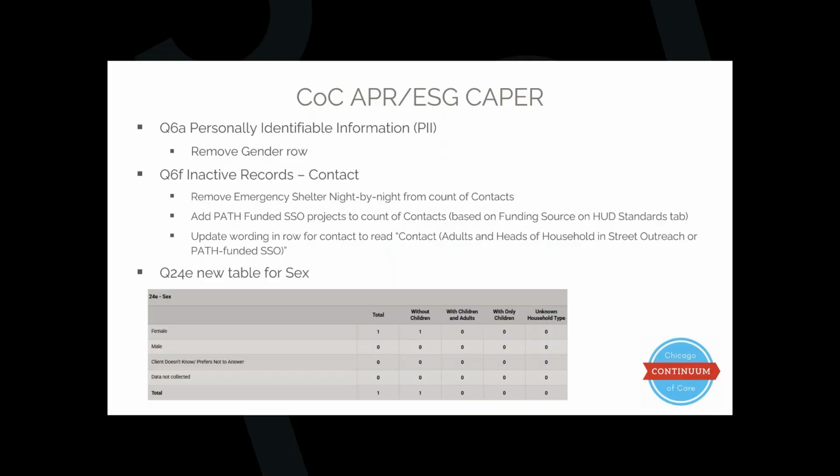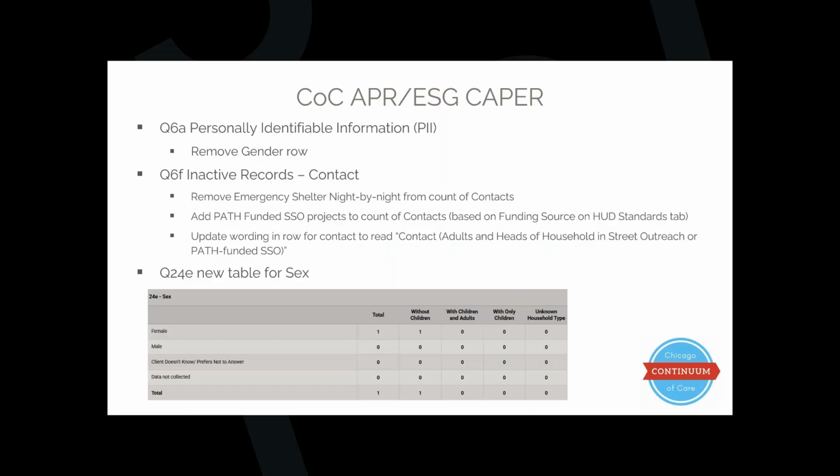The next question is going to be 6F, which is inactive records contact. So again, this is going to be one of the roles. What's going to happen is that they're going to remove emergency shelter night by night from the count of contacts. So emergency shelter is not going to count as a contact going forward. And they're going to add PATH funded services only, supportive services only projects to the count of contacts, based on the funding source of the project.